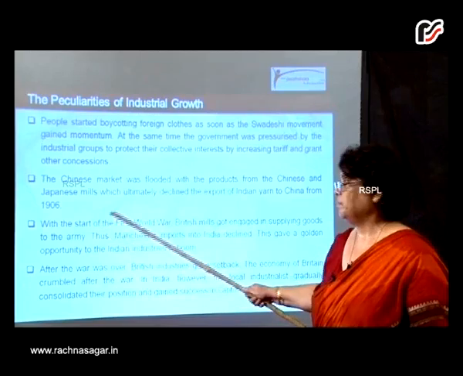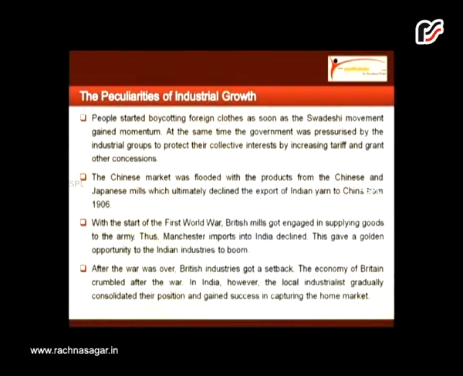With the start of the First World War, British mills got engaged in supplying goods to the army. Thus, Manchester imports into India declined. This gave a golden opportunity to the Indian industries to boom.